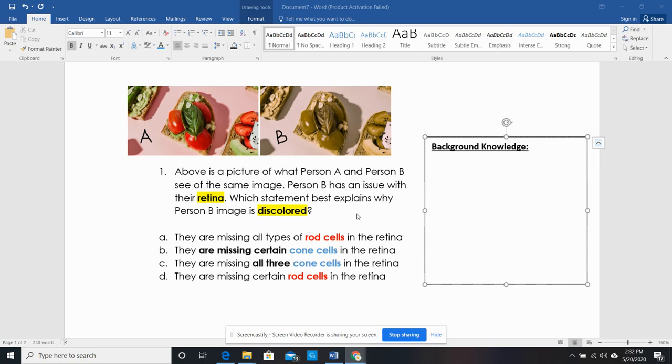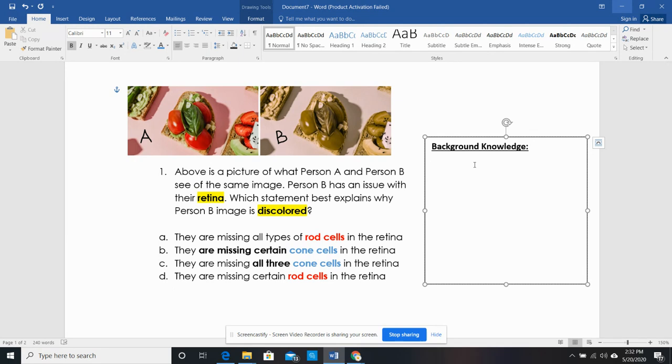Hey guys, so I'm just going to go over the highest leverage question in the warm-up that you guys just did, which is question number 1. So I have it pulled up here, and you can see that I've highlighted 2 of the keywords within this question, and those keywords were retina and discolored. So I want you guys to think about what background knowledge do I have about those keywords?